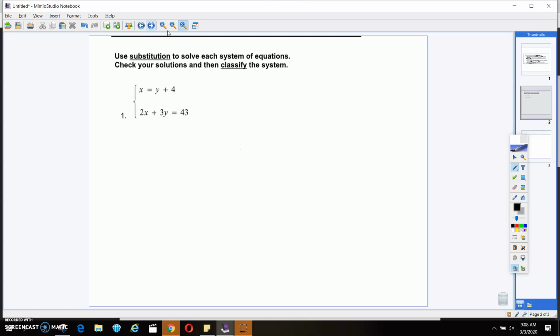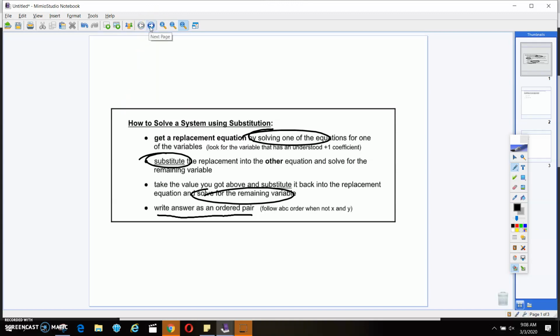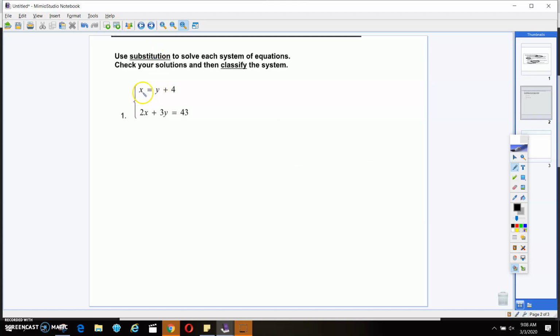All right, so what's going to happen in this first equation is it's already solved for one of the variables. This says x equals y plus 4. So all we're going to do is take this equation and plug it in for this x. So we're going to say 2 times (y plus 4) plus 3y equals 43. We took this equation right here and plugged it in for this x.